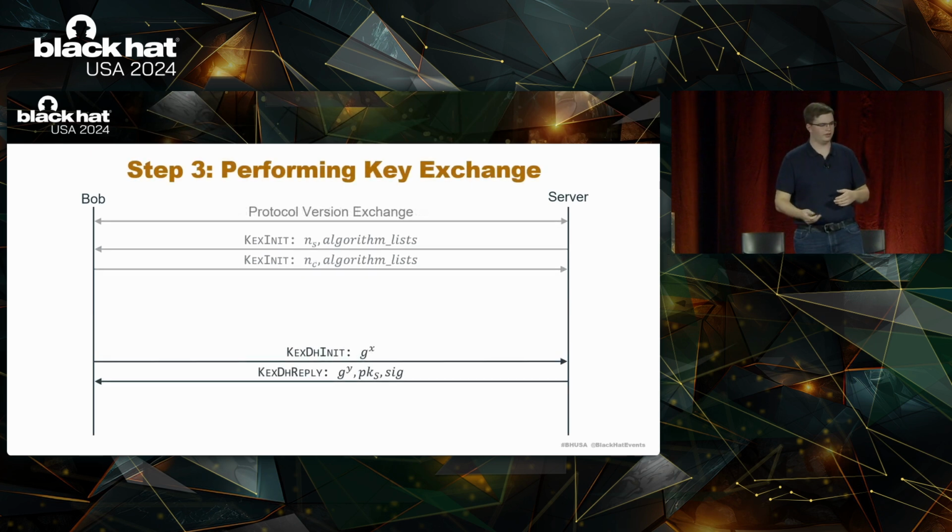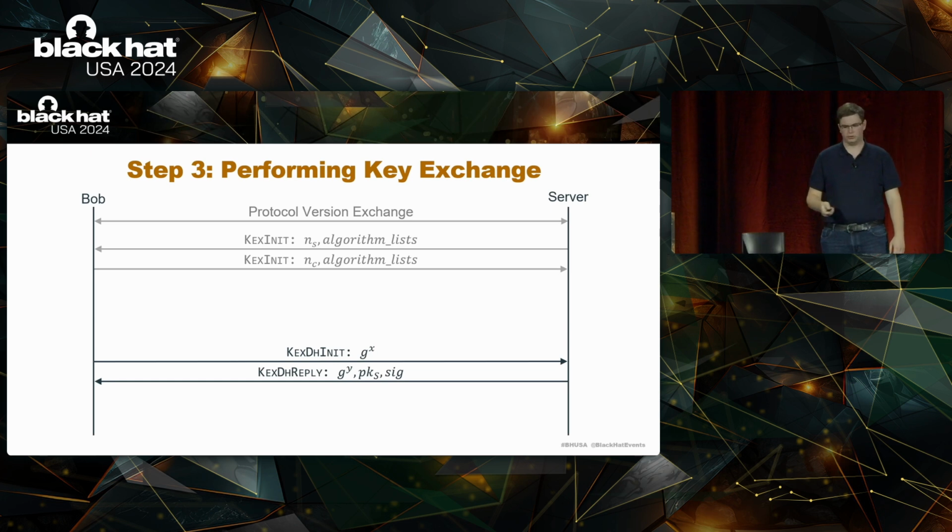And let's assume we have a Diffie-Hellman key exchange here, and the Diffie-Hellman key exchange in SSH is rather plain, so there's nothing special going on. The only thing that we have here is that the server, alongside its ephemeral public key, sends a long-term public key, PKS, which is often also referred to as the host key, as well as a signature that is actually computed using the private key that corresponds to this public key.